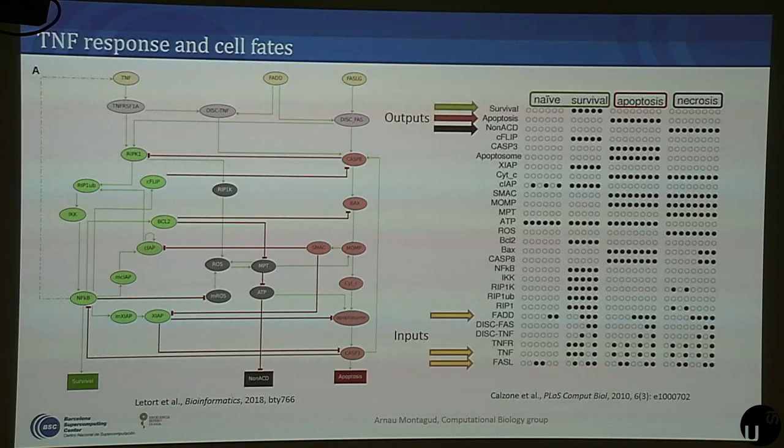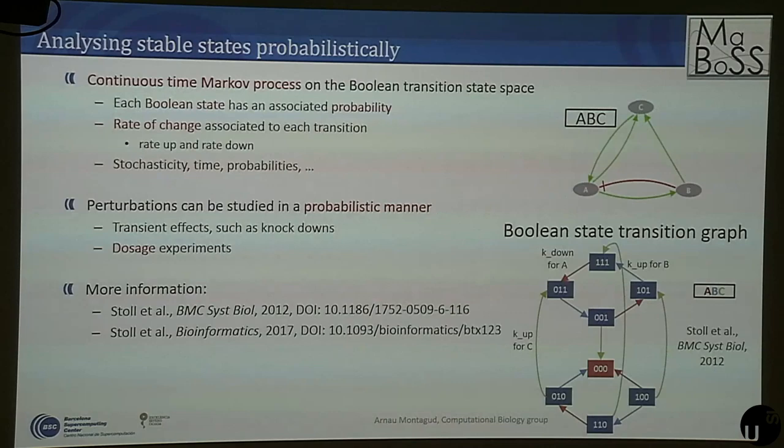But there's also a probabilistic way to study this. In 2012, the group I was at in Curie worked on a continuous time Markov process on the state transition graph. Imagine that you have a toy model, for instance this one with A, B, C, and you build a transition graph of this toy model. Imagine that all three start at one, you will end up eventually at 0, 0, 0. In fact, no matter where you start in this transition graph, you will end up in 0, 0, 0.